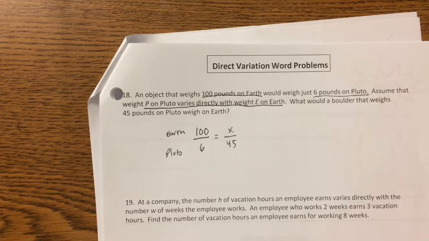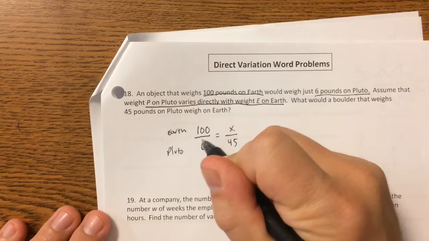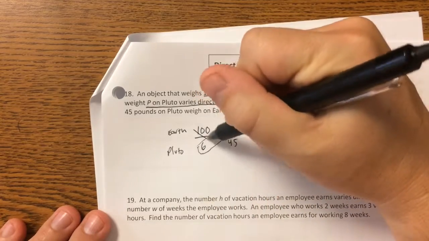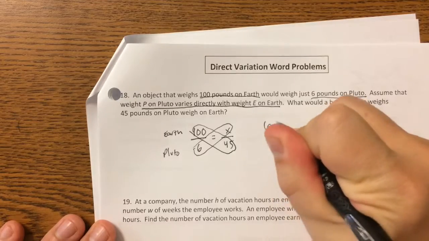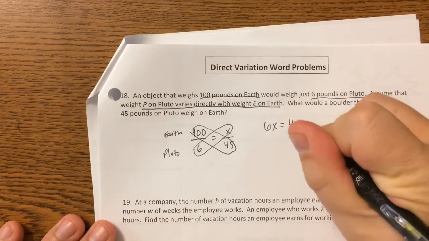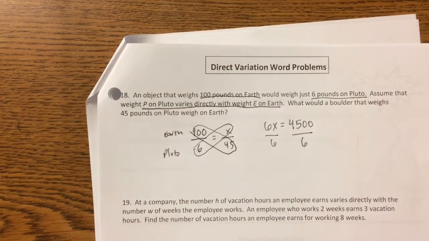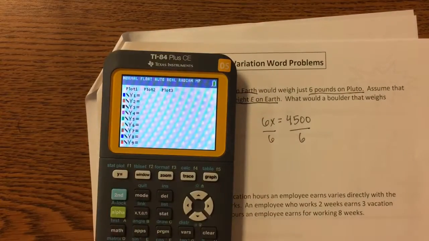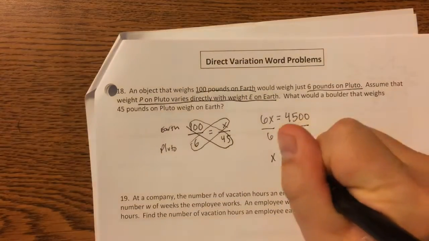Use 6 times x. Yep, we're going to use what's called the cross products property, otherwise known as the butterfly method. We're going to multiply across and set those two products equal to each other. Sometimes it's just called cross multiplying. So 6 times x equals 100 times 45, which is 4,500. And then we just divide both sides by 6. I'm going to use a calculator for this one. So 750 pounds on Earth.